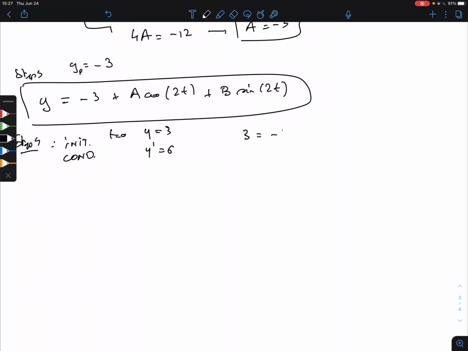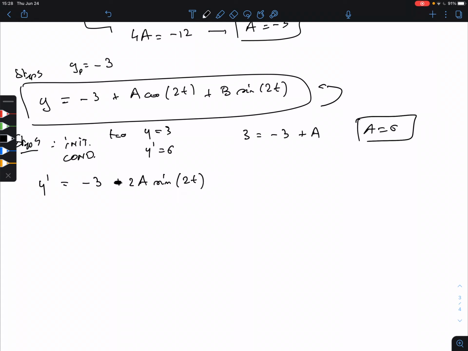So 3 is equal to minus 3 plus a, because the sine disappears. I'm plugging this into the equation. So I see that a is 6, and then I take the derivative. y prime is equal to minus 2a sine 2t plus 2b cosine 2t. The derivative of cosine is minus sine. Now I plug in these two values, and I get 6 is equal to minus 3 plus 2b.